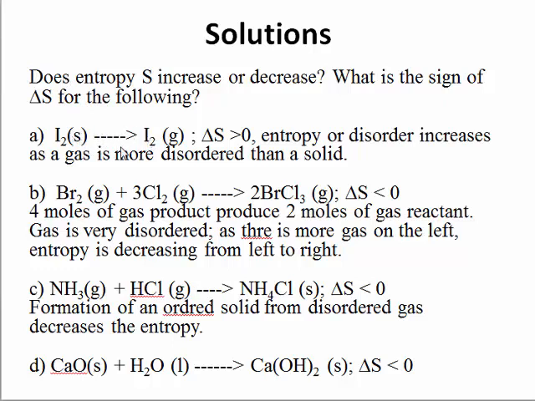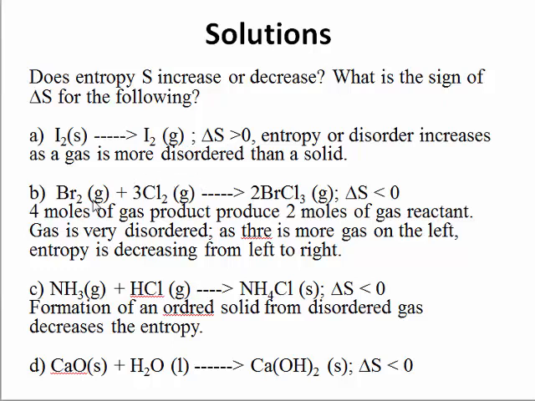For the first process, delta S is greater than 0. Entropy increases as a gas is more disordered than a solid. I use the word disordered very guardedly. What I'm talking about is an increase in the number of microstates, of course.